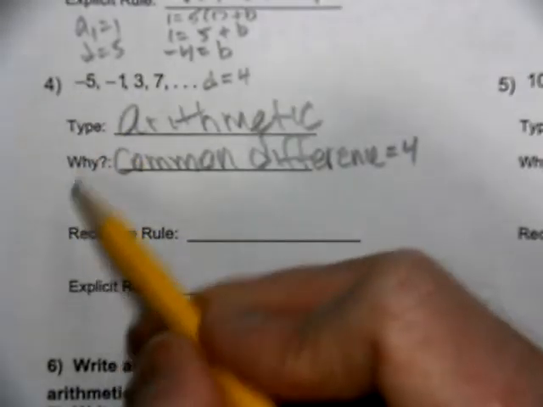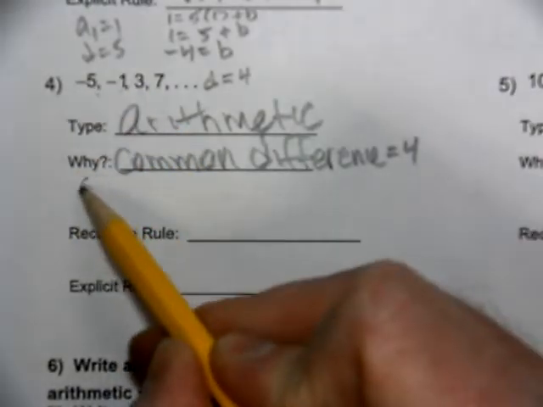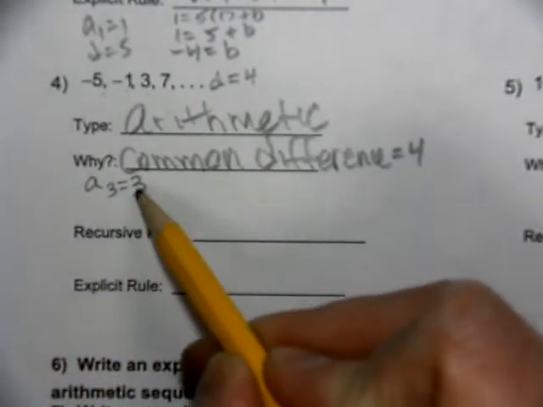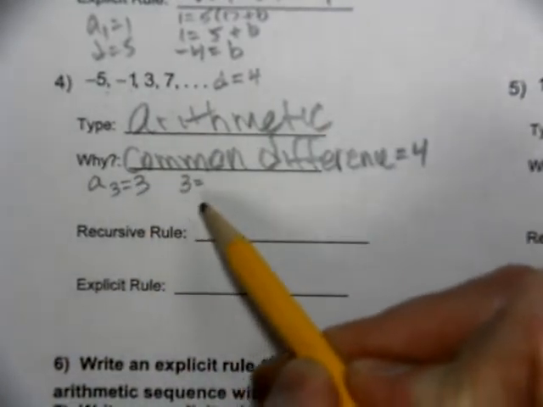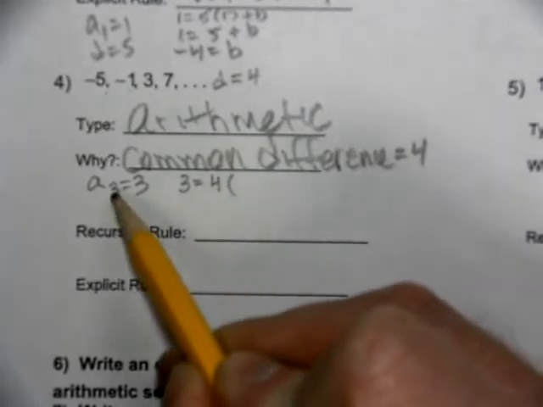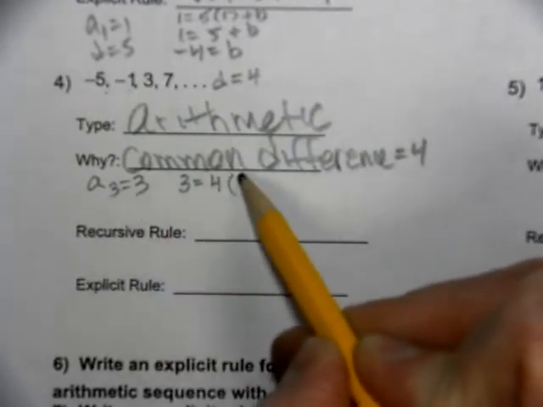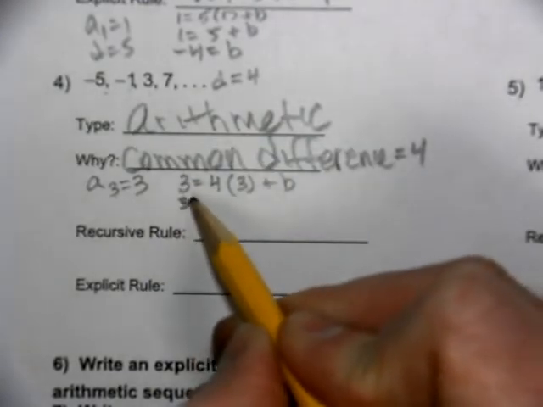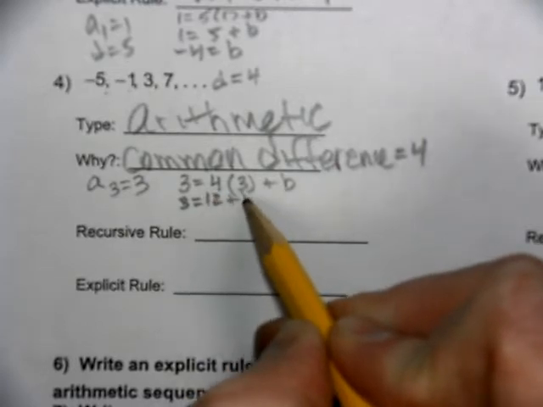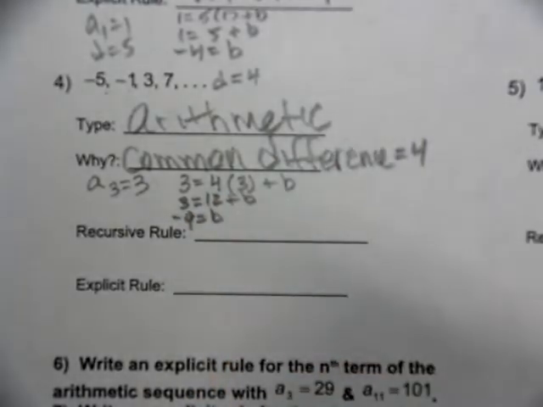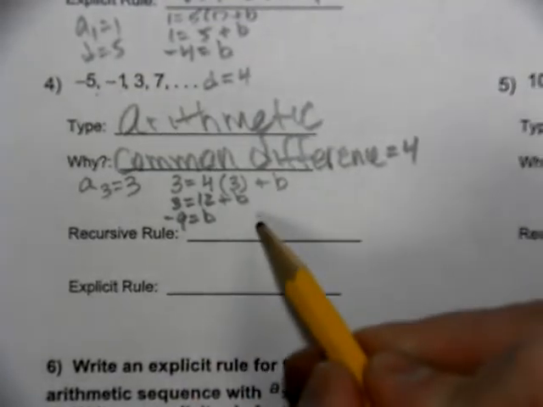So if we take our position, 1, 2, 3, let's take the third position. A of 3 equals 3. So that's our y value. We know our slope is our common difference. Our n is our x value. So we have 3 equals 12 plus b, and we subtract that across to figure out b is going to equal -9.